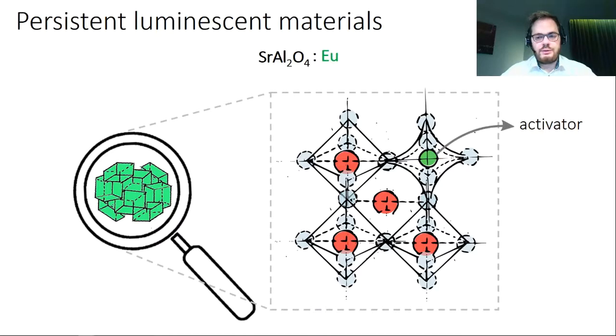Additionally, we also added dysprosium-3+, which acts as a trapping defect and which in fact is responsible for the persistent luminescence itself, by which I mean the luminescence that lasts longer than the excitation itself. In fact, the material described here is one of the best known glow-in-the-dark phosphors, which we have all already encountered in, for example, the safety signage on planes or glow-in-the-dark watch dials.